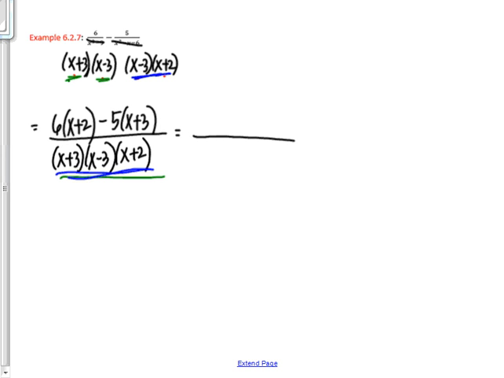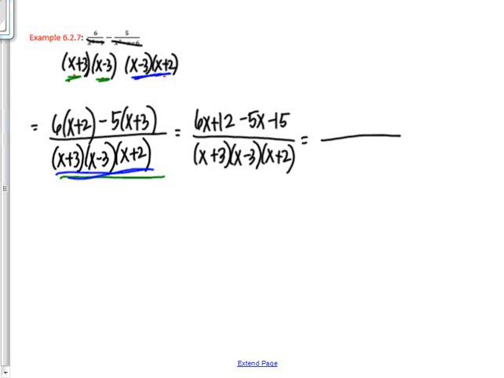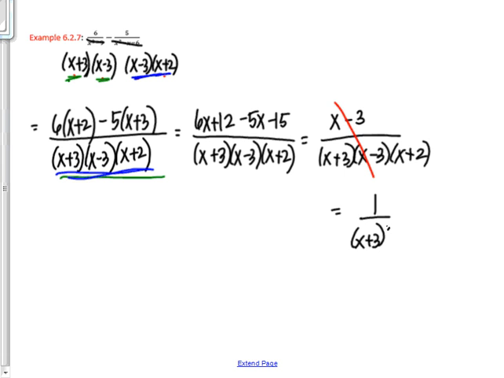Now you're good. Distribute a 6: 6x plus 12. Distribute a negative 5: you get a negative 5x minus 15. It's a pain to write the bottom over and over again, but do it. Clean up the top. What is 6x minus 5x? It gives me x. And 12 minus 15 gives me a negative 3, and that makes me smile because before I put the final answer in the blank, can I reduce it? Yeah, what knocks out? The x minus 3's. So what's left on top is a 1, and on the bottom is x plus 3, x plus 2.